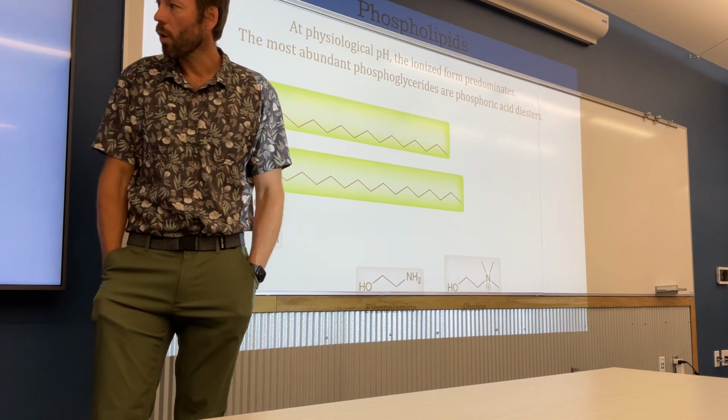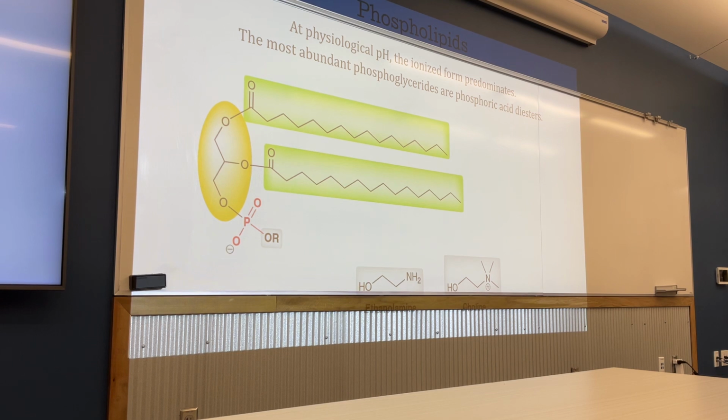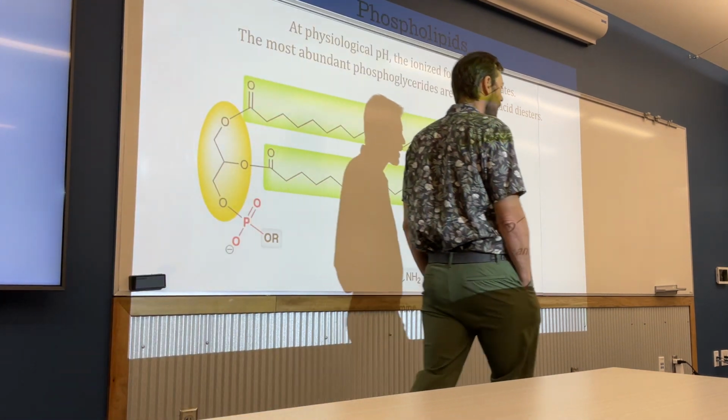What makes them phosphoric acid diesters is when we take off a hydrogen, or if it's deprotonated, we tack on an R group. Okay? And that R group can be predominantly these 2 types, ethanolamine and choline. Okay? And those are going to confer pretty different characteristics.